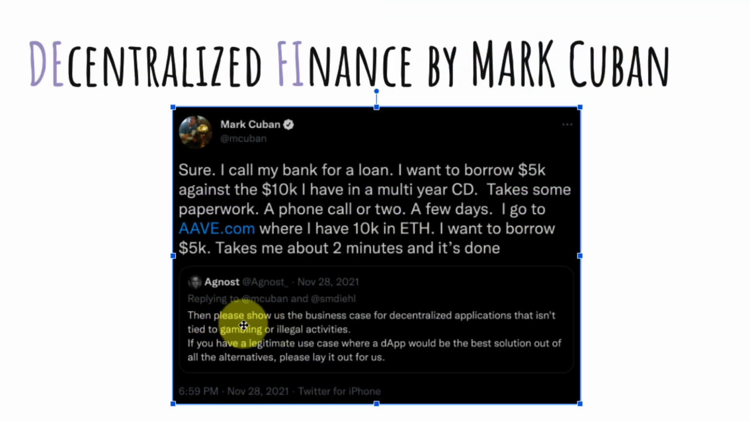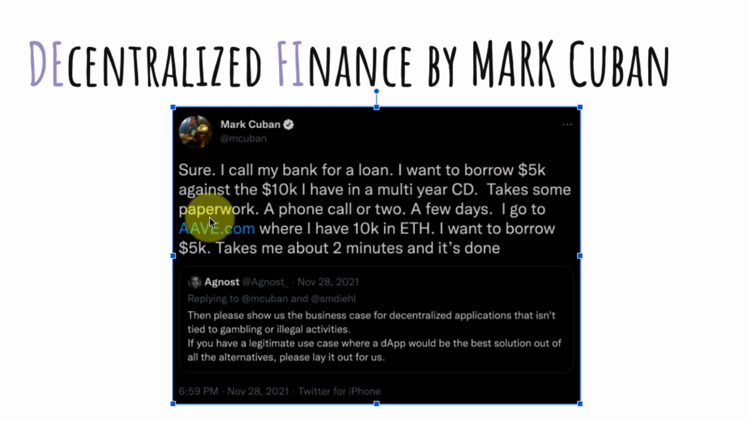Please show us the business case for a decentralized application that is not tied to gambling or illegal activity. If you have a legitimate use case where a DApp, decentralized app, would be the best solution out of all the alternatives, please lay it out for us. So Agnost challenged Mark Cuban, and Mark Cuban replied, sure, I call my bank for a loan. I want to borrow 5K USD against the 10K I have in a multi-year CD, probably a kind of deposit of dollars.